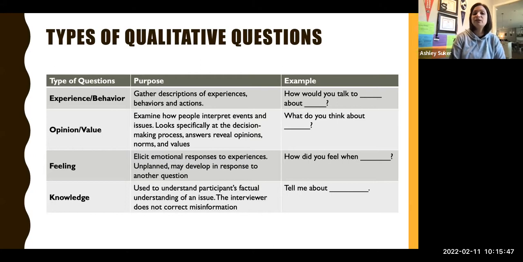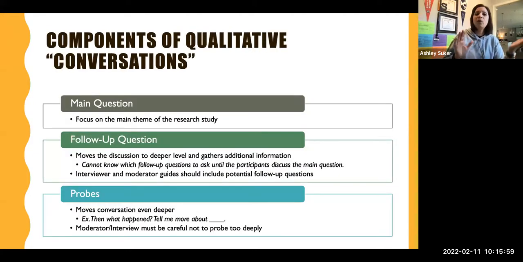They're used to understand a participant's factual understanding of an issue. So you may ask them to tell you about whatever it is, so you can see if what they're telling you is accurate or not. Again, qualitative research is often like a conversation.